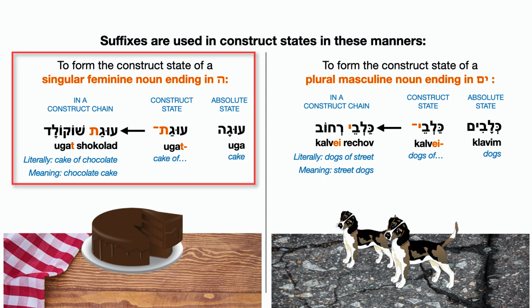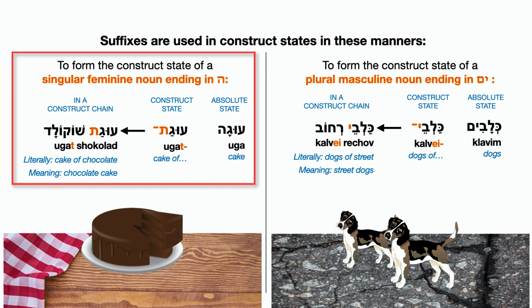But on the left side, we'll see the example of singular feminine nouns ending in a. So here we have the example of uga. Uga is the absolute state of the Hebrew word for cake. Uga means cake. And to form the construct state of this singular feminine noun ending in a, we add the t sound with the letter taf. So uga, cake, becomes ugat. In this case, ugat means cake of.